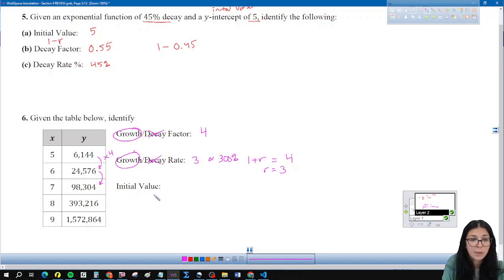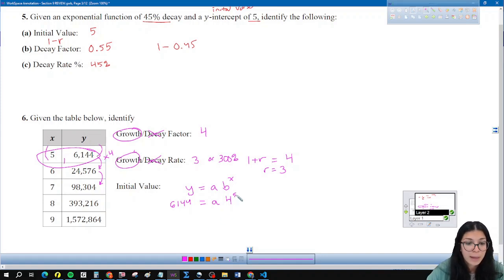Lastly, the initial value, which is the a value. Remember, your formula is y equals a times b to the power of x. And so in this case, we can use any point here, any xy point. I could just use the first one, for example. So my y value is 6144. A value, my initial value, is what I'm trying to find. B is the growth factor, which is 4. And then to the power of x, which is 5 from this xy point that I selected right here.